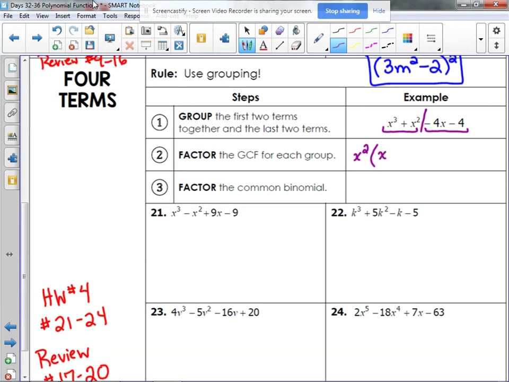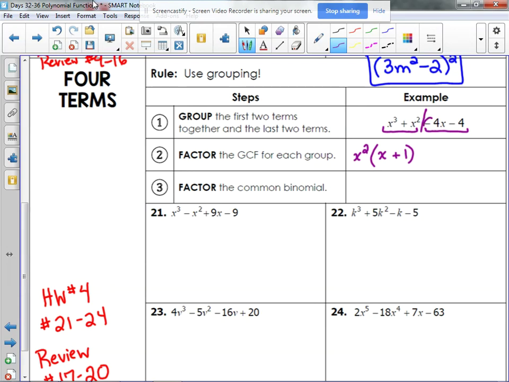We're going to take the x squared out of x cubed. We're left with x. We're going to take the x squared out of x squared. We have to put that plus 1 right there. Multiply back out. Check. X squared times x, x cubed. X squared times 1, x squared. Now, let's look for the GCF of the second two.